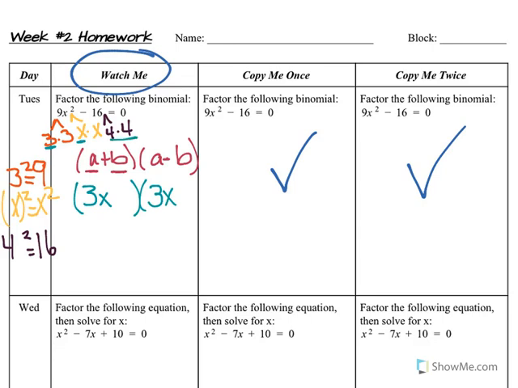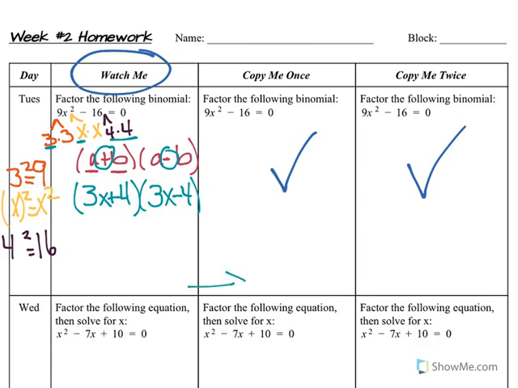And then the b is coming from the back one. So the 4 goes in the back. The only difference here is we can see that we're adding and subtracting. So 3x plus 4, 3x minus 4 is going to be our factored form of this binomial.